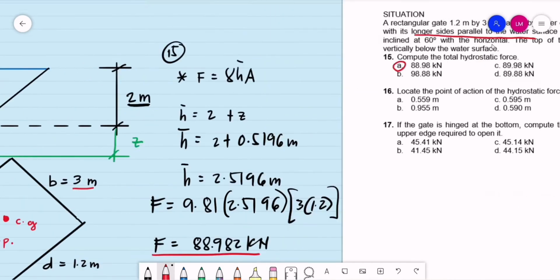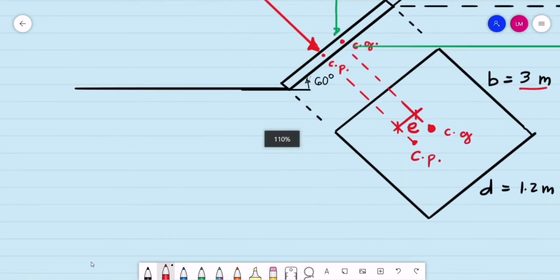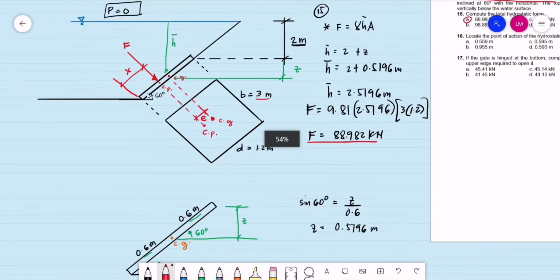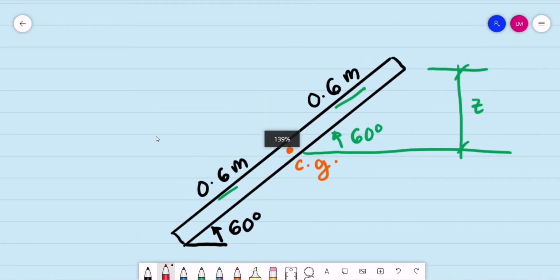Then for number 16, locate the point of action of the hydrostatic force from the bottom of the gate. So, let's say, ito yung hinahanap niya dito. So, for question number 16, ilolocate lang natin yung hydrostatic force mula dito sa ilalim ng gate. So, ano yung variable na pwedeng gamitin dito? Let's say, I'll be using x naman ngayon. So, how to compute for the value of x? So, dito tayo sa parang may equivalent niya na mas malaking figure.